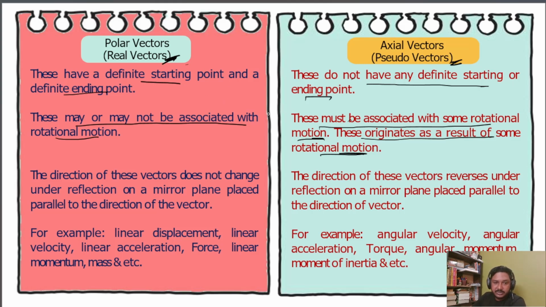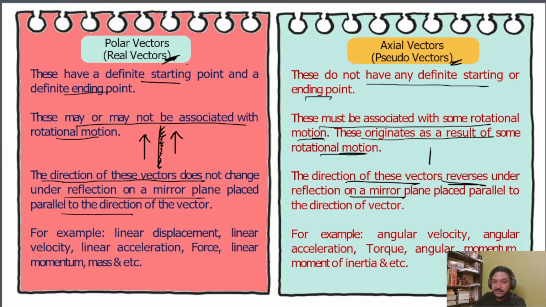Then the important thing here is that the direction of these vectors does not change under reflection through a mirror. If these vectors are reflected through a mirror plane in the direction parallel to the vector, if this is the vector and here is the mirror plane, I put a mirror here. On reflection, the direction of the vector will be the same, in the upward direction only. Now in case of axial vectors, its direction just reverses. Direction reverses under the reflection of a mirror.